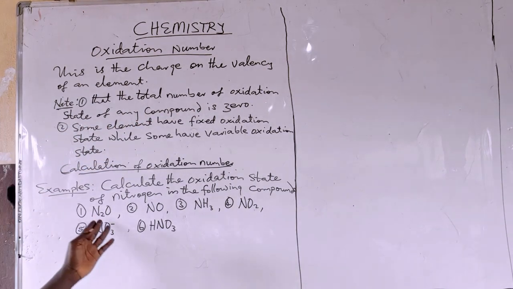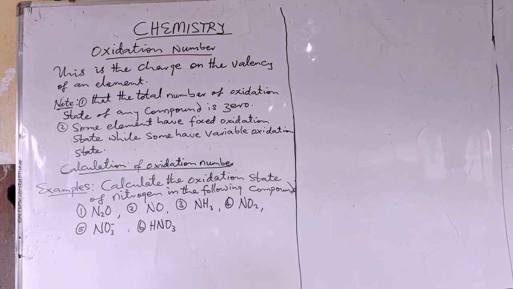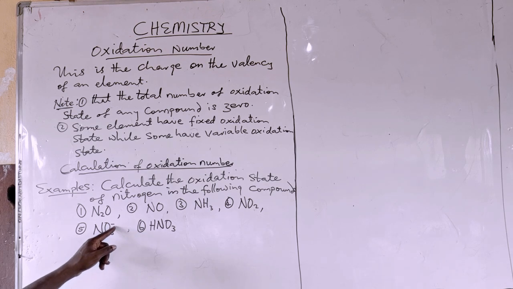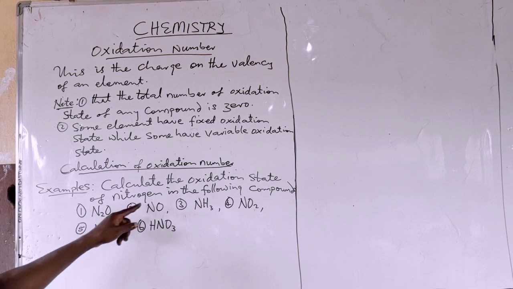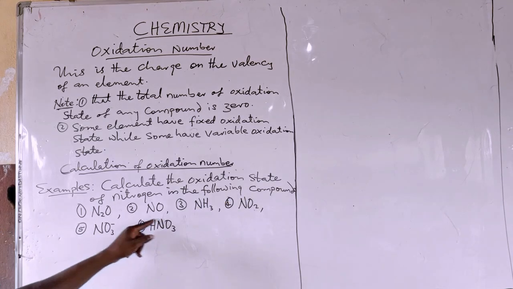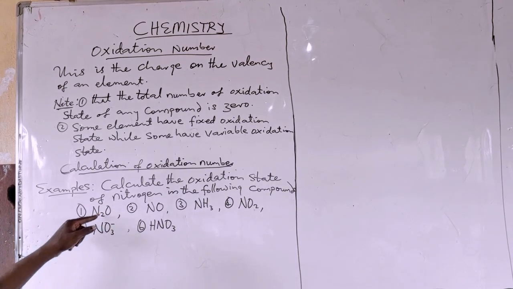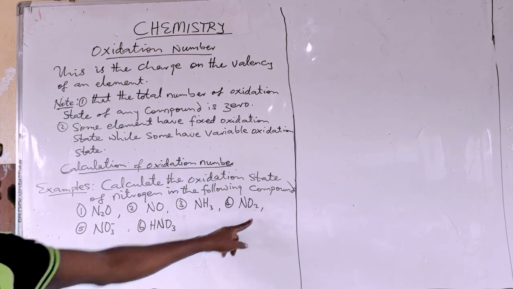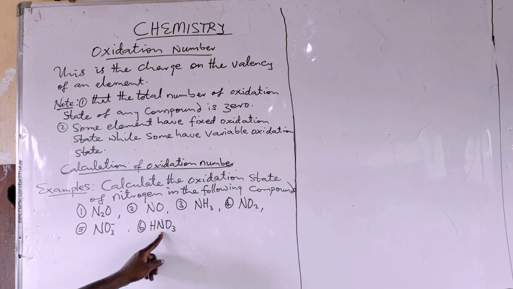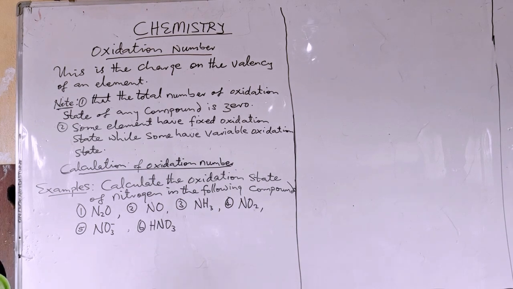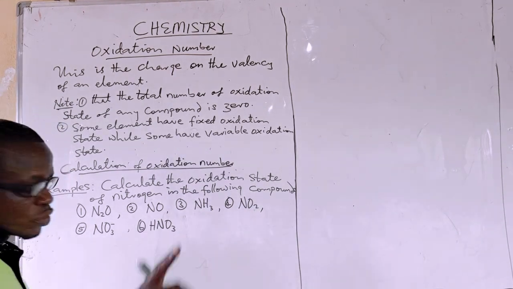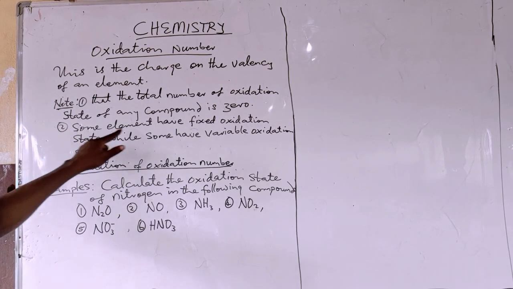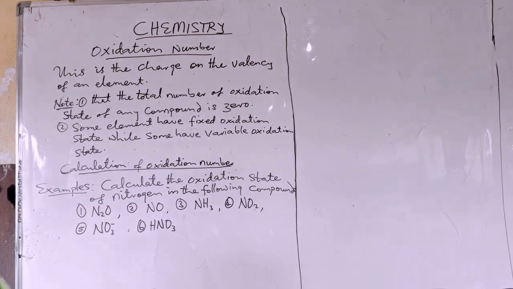So if I write any of these compounds, the total, apart from this, because this one has a charge, there's minus on it. This one has no charge, this one has no charge. So the total number of all the valency, that of nitrogen and oxygen, nitrogen and hydrogen, nitrogen and oxygen, their total valency is equal to 0. Note, very important.